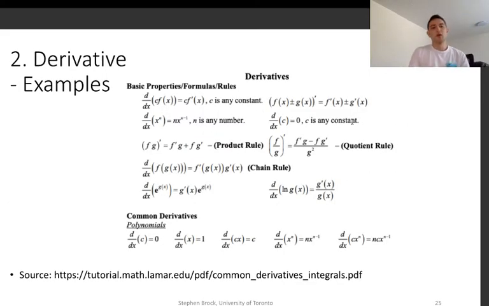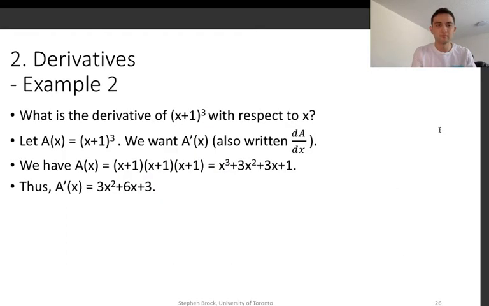All right, so these are a list of common derivatives, and you should know all of them. If you don't know all of them, I highly recommend memorizing them. And there's a sheet of common derivatives and integrals if you want to learn more information. All right, so let's move on to another example.